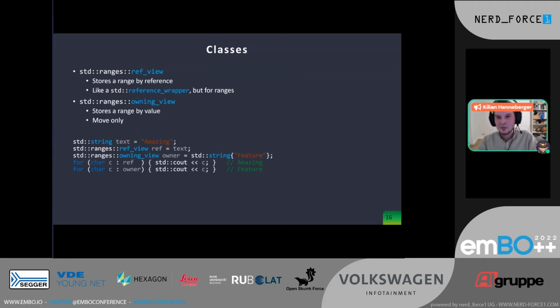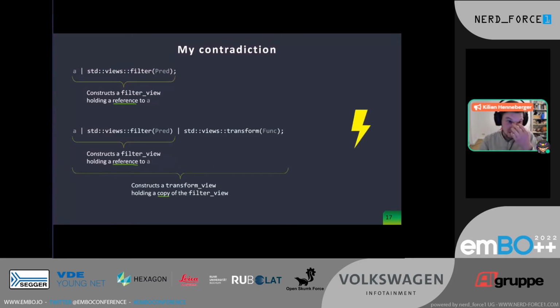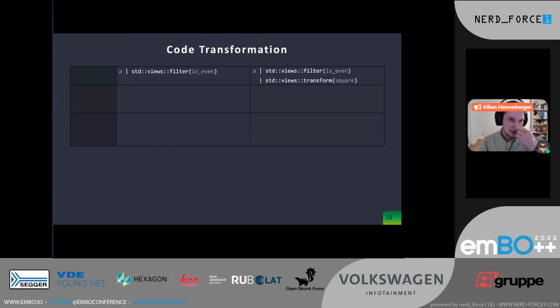So back to the contradiction that we want to resolve. For further exploration, we have to rewrite the code now slightly. On the left side, we pipe A into the filter. On the right side, we pipe A into filter and afterwards into transform.